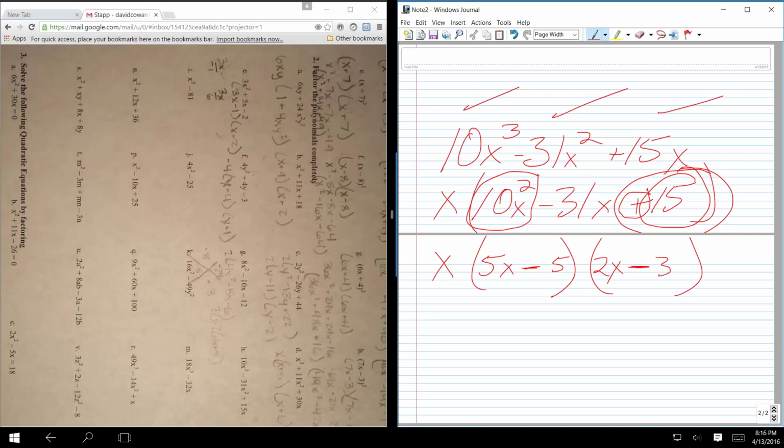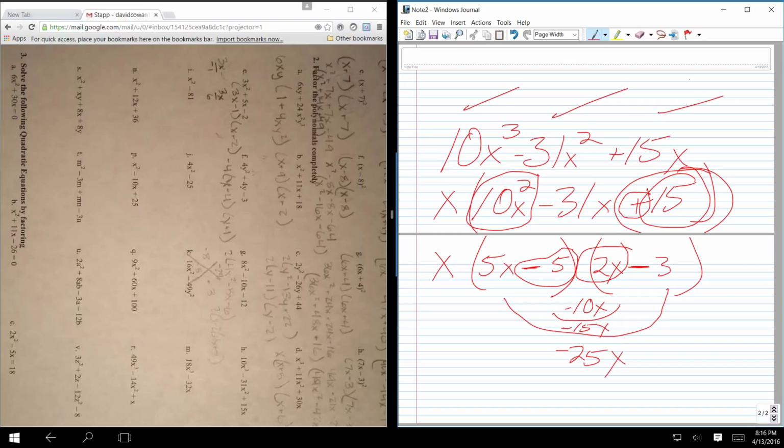What middle term would this produce? So it'd be 10x squared. No. Hold on. The middle term comes from multiplying that times that. What is that? So negative 10x. And then multiplying the outsides. What do you get when you multiply minus 3 times 5x? Negative 15x. Add those together. You get negative 25x. That's not the correct answer then.